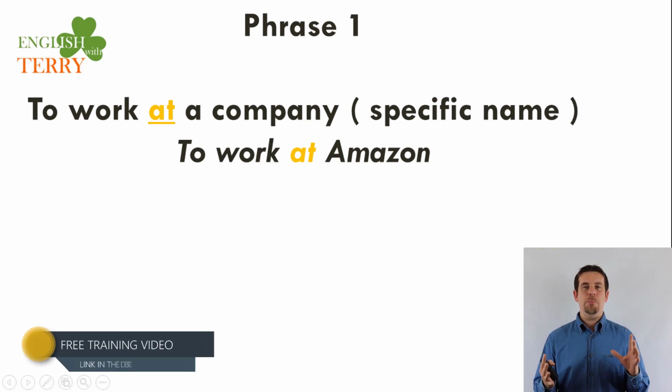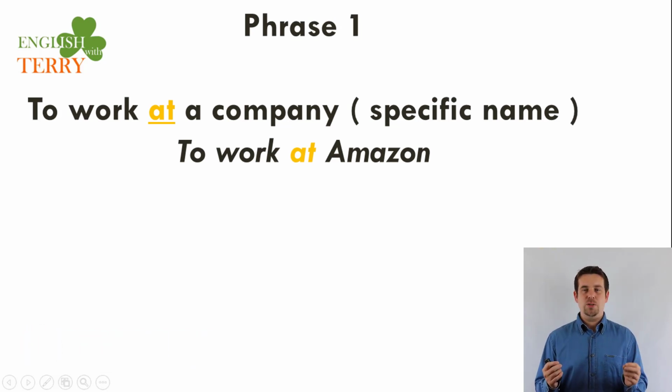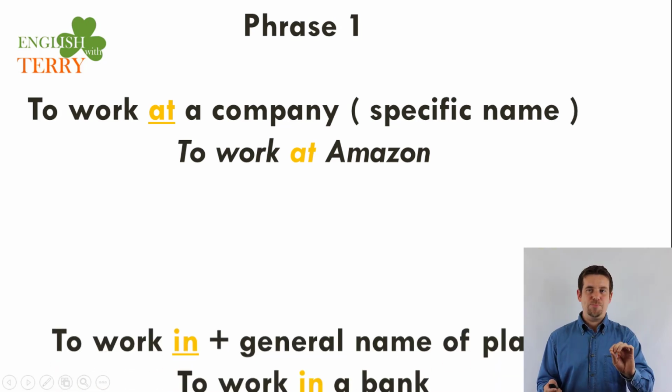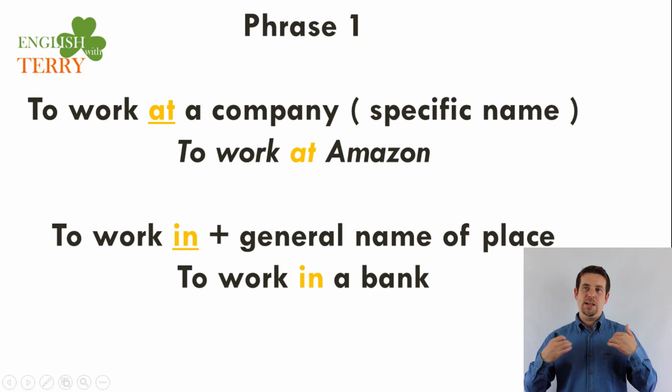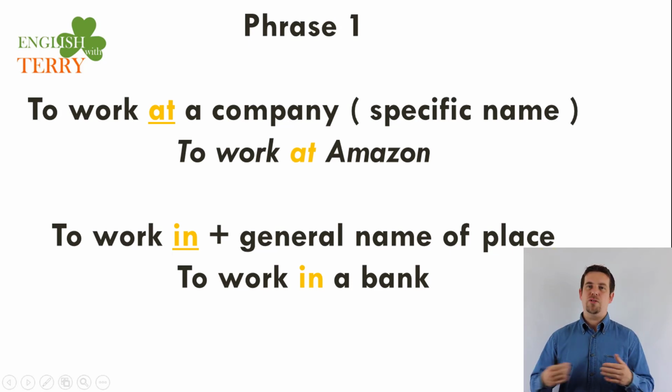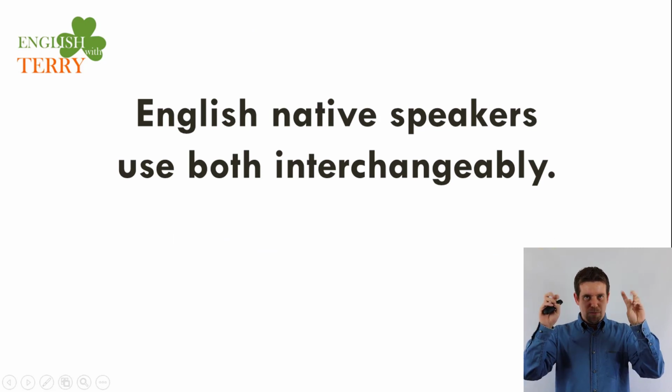And when I say company, when we know the specific name, like the name of the company here, Amazon, the dictionary rule says we say to work at Amazon, at PayPal, at Facebook, when you know the name of the company. And we will use to work in for the general name of the place. To work in a bank, in a restaurant, or I worked for many years in a language school, right? But now this is the dictionary rule. This is the perfect rule.